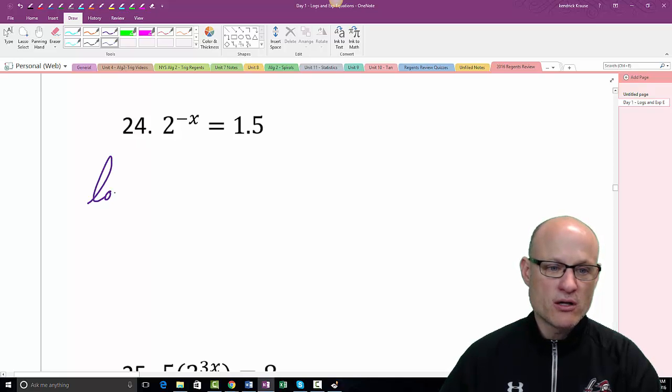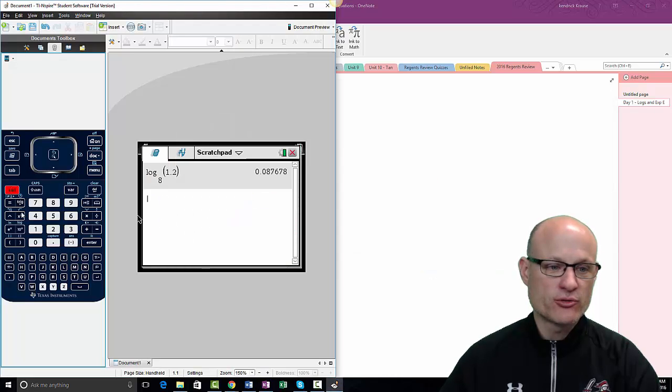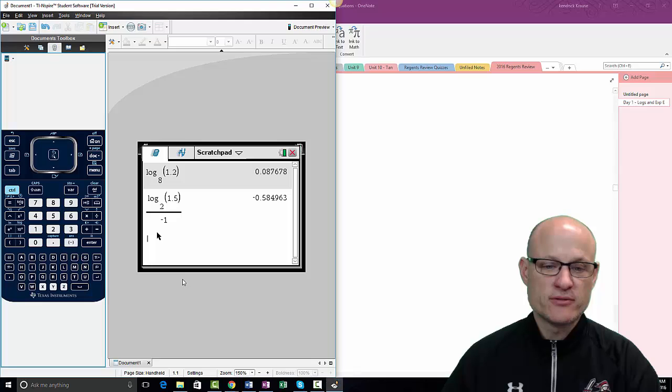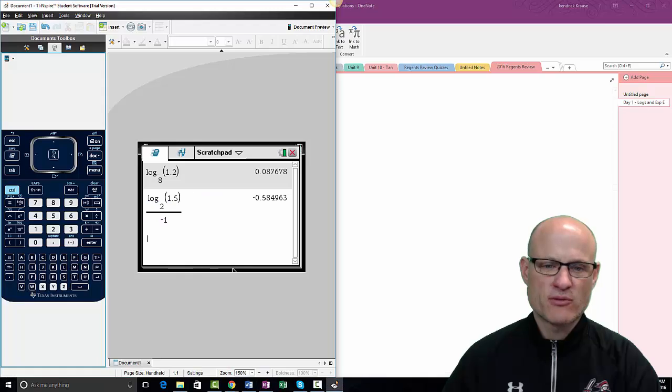So we're going to do log base 2, and then these two switch. So it's 1.5 equals negative x again. Divide by -1, divide by -1. So now I'm going to do control log base 2 of 1.5. And then I'll end up dividing by -1 if you want the right answer. There it is. Negative 0.5849. X equals negative 0.5849. The last one, 63.